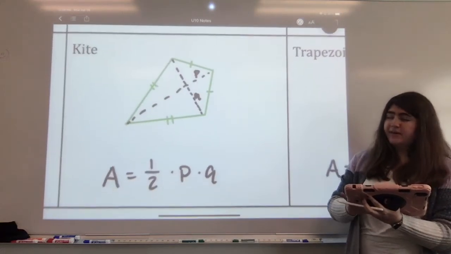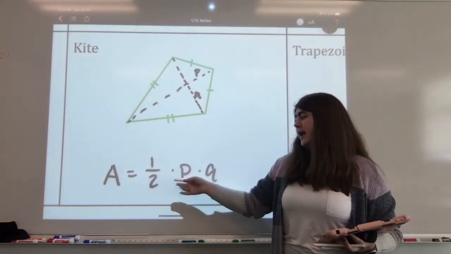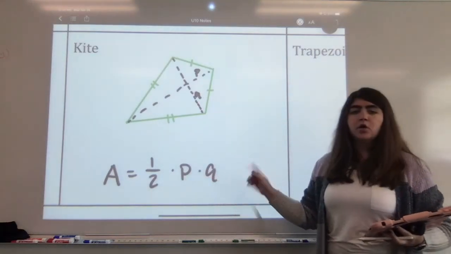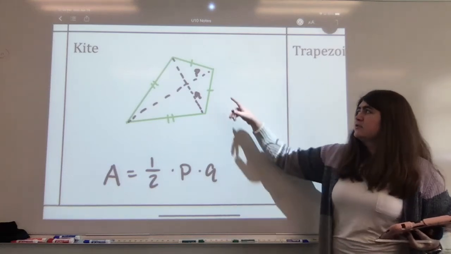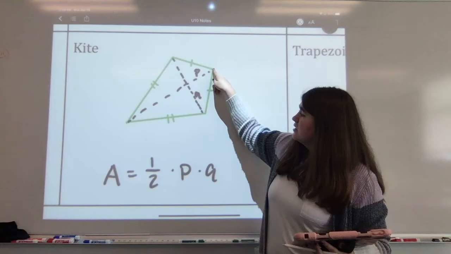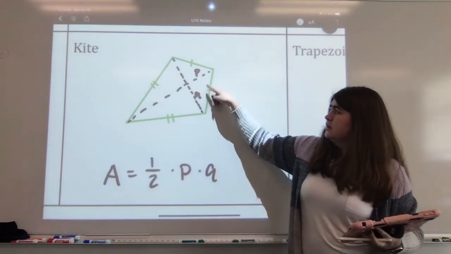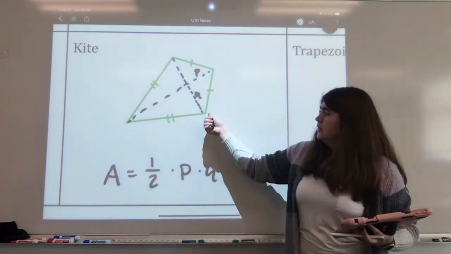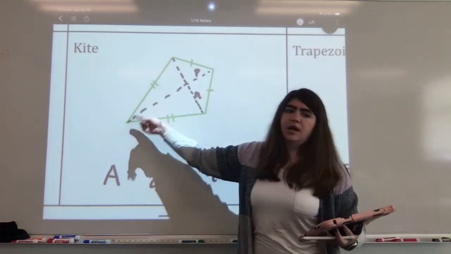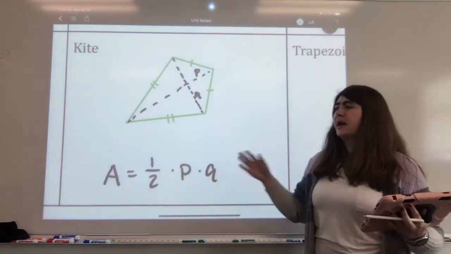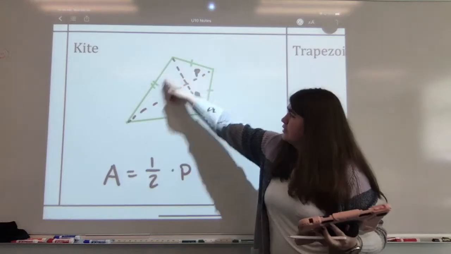All right, next we have a kite. A kite is found with the formula area is equal to 1/2 times P times Q, where P and Q are the length of our diagonals of the kite. So that is the distance between our 2 peaks. We have this shorter length between these 2 vertices and this length between our further 2 vertices. A kite has 2 sets of congruent sides. We have one right here, and then the other is right here.